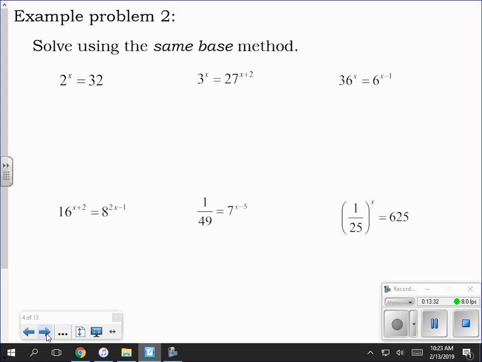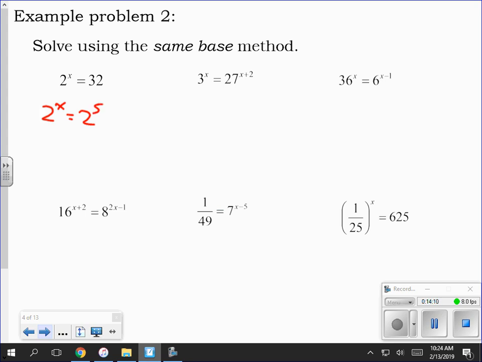Solving using the same base method. Here's what you want to do. You want to make the base of your exponents the same number. So for example, I have 2 to the x equals 32. I need to rewrite 32 as 2 to some power. That's what the same base method means, that I have 2 to the x equals 2 to the something. In this case, 32 is 2 to the 5th power.